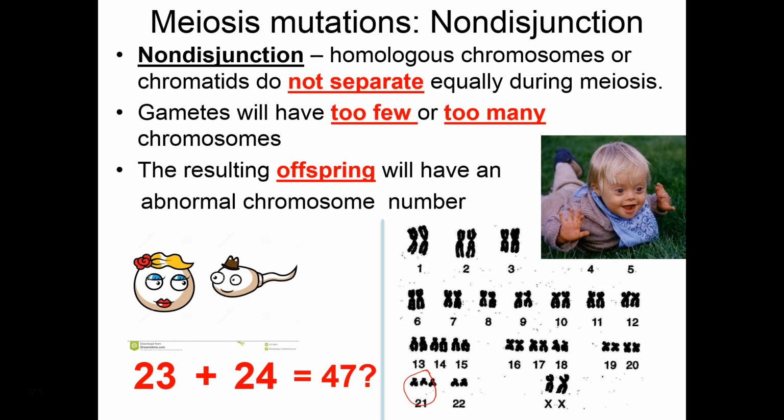And 3 chromosome 21s is sometimes called trisomy 21. That tri means 3, and the everyday word for trisomy 21 is Down syndrome. So if you have 3 chromosome number 21s, then you end up with a Down syndrome offspring.